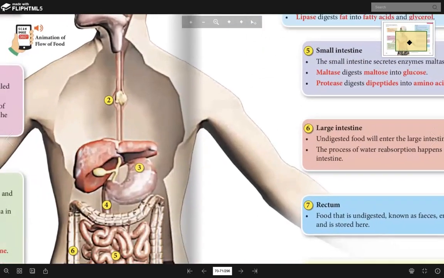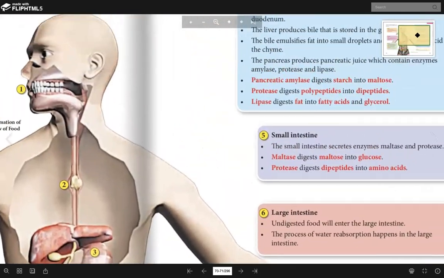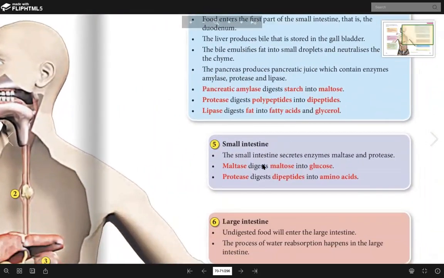Okay guys, so after duodenum, kat mana pula kita nak pergi? Okay, so this is duodenum. After duodenum, small intestine. Nombor 5 ni. Lepas kat duodenum, dia akan pergi kat small intestine. Okay, kita tengok small intestine. Apa terjadi kat small intestine? Small intestine pun dia akan hasilkan enzim. Enzim dia ada 2 sahaja, which are maltase and protease. Kalau awak perasan, protease ni berlaku dekat stomach, berlaku dekat duodenum, berlaku juga dekat small intestine.